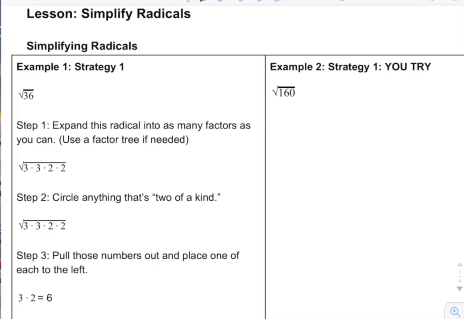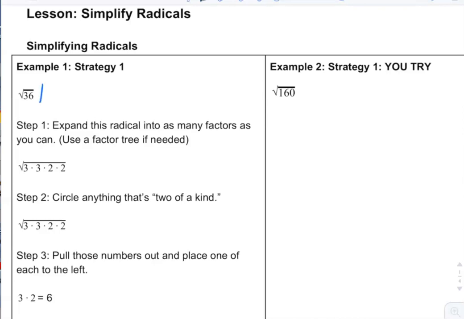Alright guys, this lesson is a little review of some Algebra 1 skills. We're going to focus on simplifying radicals as well as some radical operations. So I'm going to teach you guys two different strategies for simplifying radicals, and you can choose which strategy you like better. You might see that in some examples, strategy 1 will be easier, and in some examples, strategy 2 will be easier. So here's strategy 1.